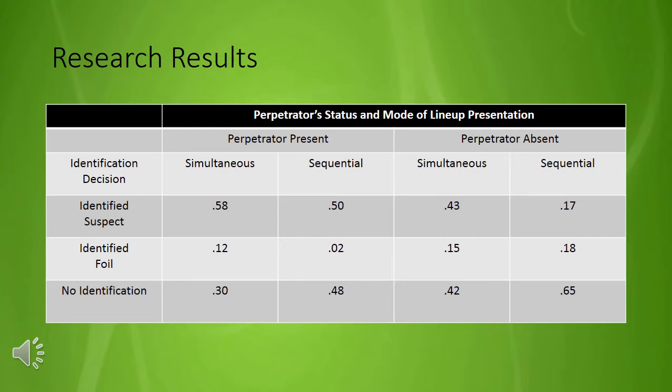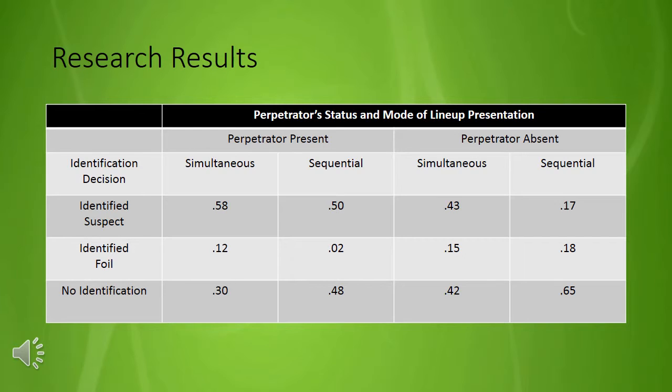When the perpetrator was absent, for the simultaneous lineup, 0.43 identified the suspect, which was the person that they put in to resemble the man who was the actual perpetrator. 0.15 identified the foil, so just one of the other felons, and 0.42 made no identification. They said he wasn't present. In the sequential lineup, 0.17 identified the suspect, 0.18 identified the foil, and 0.65 made no identification. They said the perp was not present.